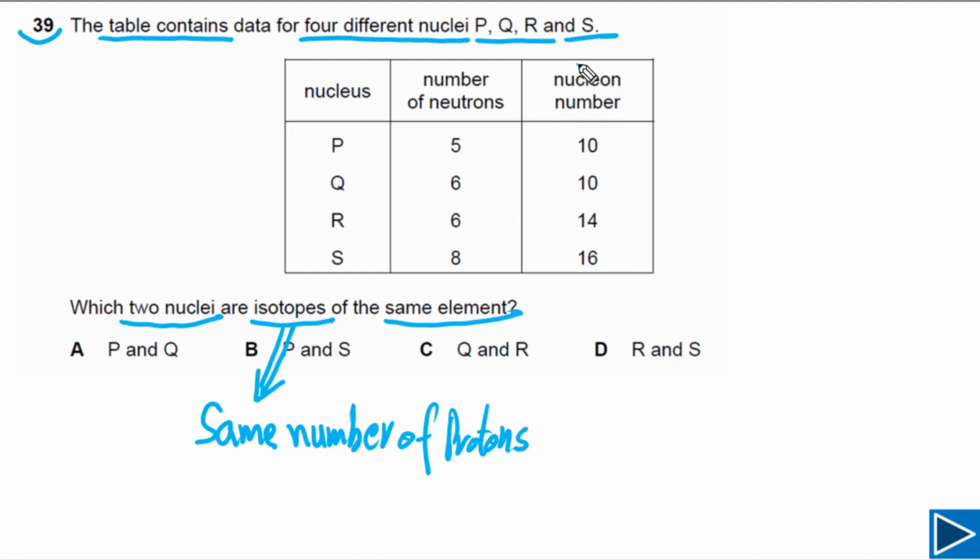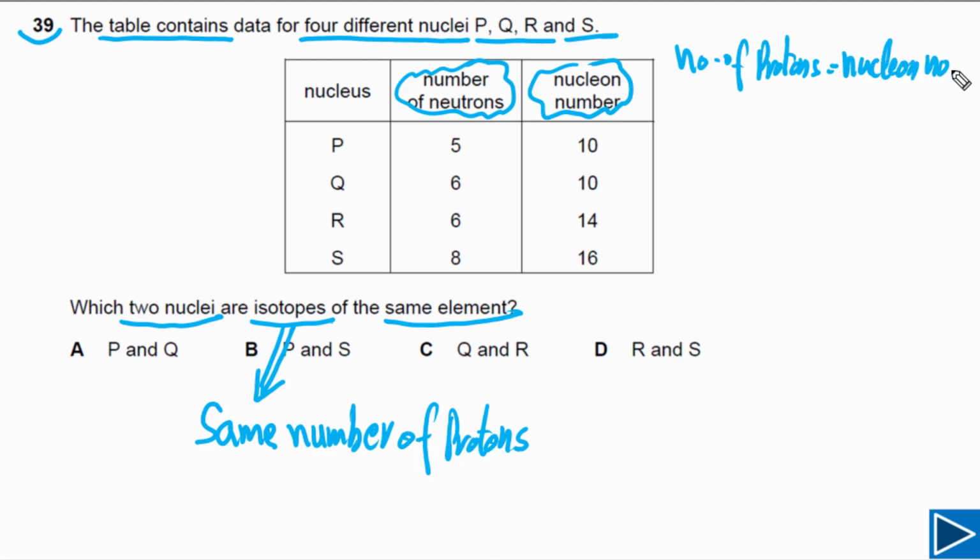If you look at this table, we have the nucleon number and the number of neutrons. So we also need to understand how we can find the number of protons. Number of protons is equal to nucleon number minus neutron number. Now if you look at nucleus P, we have nucleon number 10 and neutron number 5. So the proton number is 5, that is 10 minus 5.